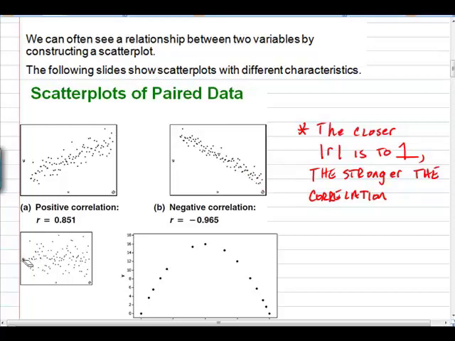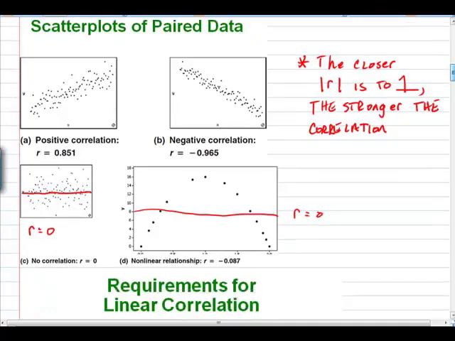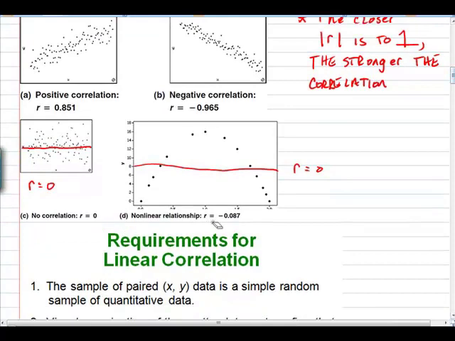Here we have no correlation. If we were to fit a line through here, this would be a horizontal line, and the slope of a horizontal line is 0. Same thing happens here. If we were to try to fit a line through these points, the best fitting line would have a slope of 0. So these two examples, we would say that there's no correlation or a very, very small correlation. So the closer R is to 1, the stronger the correlation. The closer it is to 0, the less correlation there is.